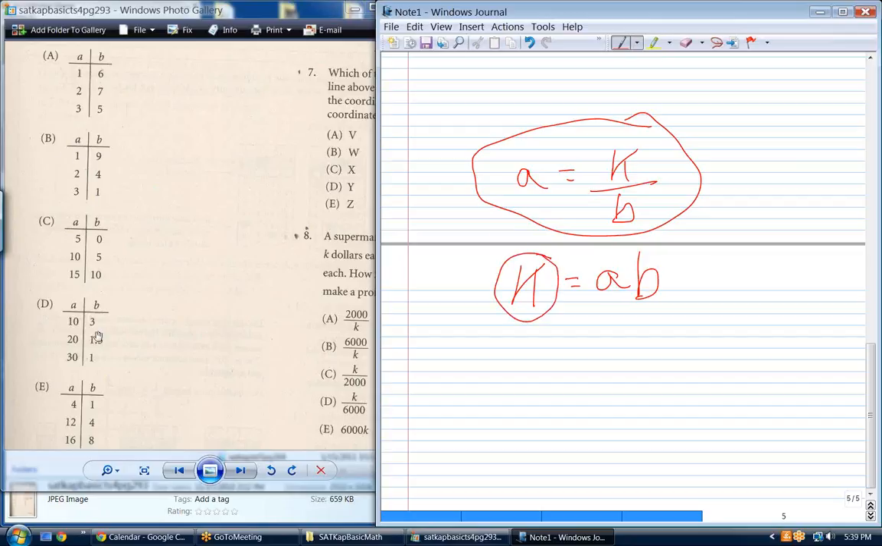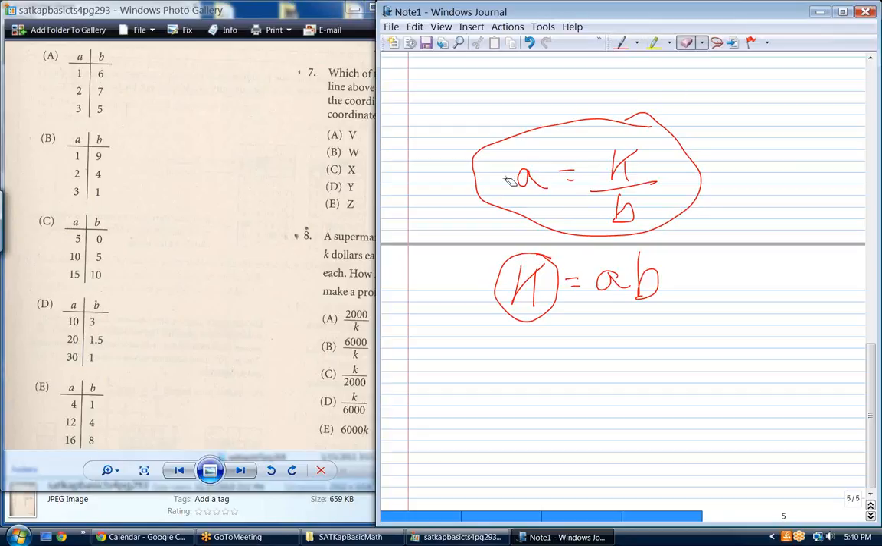Okay. So now let's look at D. In row 1, what is A times B? 30. Row 2? 30. And row 3? 30, okay. Makes D the answer. So no matter what, the K has to stay the same. For everything.